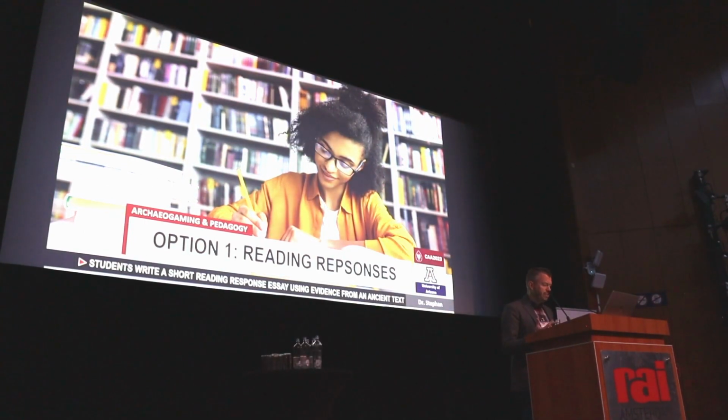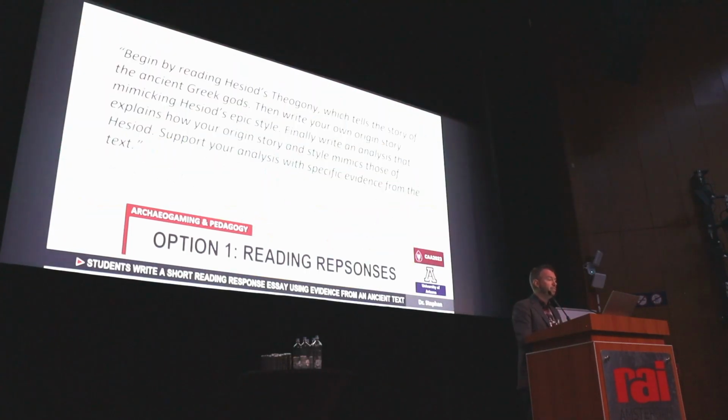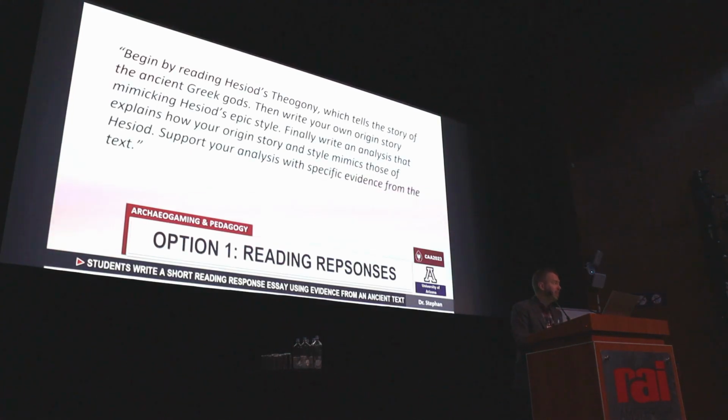So the first of those, this traditional reading response assignment track, is more or less exactly what it sounds like, right? So students read ancient texts in English, and then they respond to a prompt in written form. So it could look something along the lines of this, right? Go ahead and read Hesiod's Theogony, and then write your own origin story, mimicking Hesiod's style, and then write me a further analysis about how your origin story mimics that of Hesiod's.